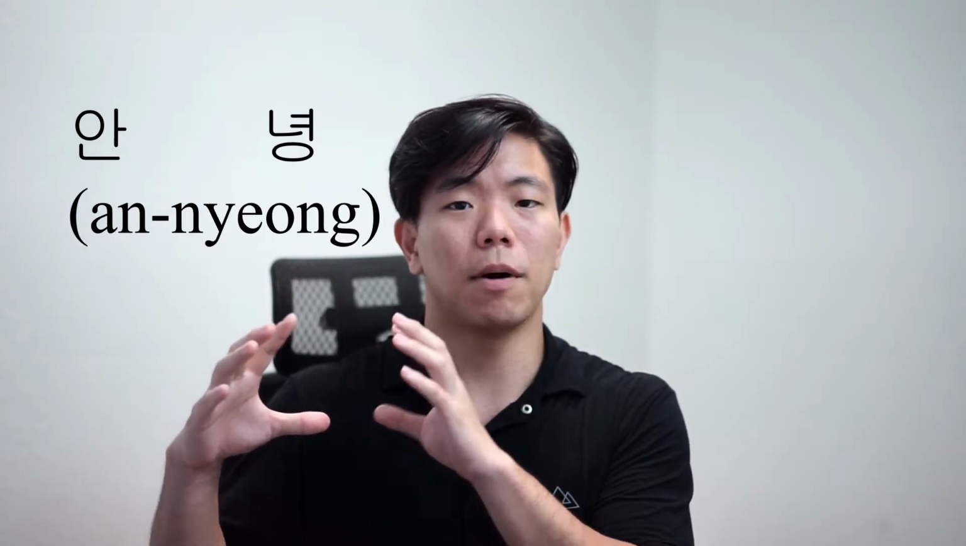Now, the reason why it looks a little bit more jumbled up together and more complex than English is because each block of characters is actually about one syllable. Now, as for the characters themselves, there are 10 vowels and 14 consonants. There are some other characters, but they all stem from these base 24 characters.